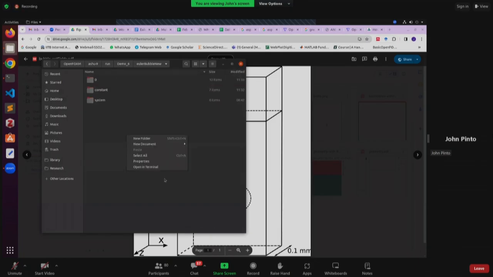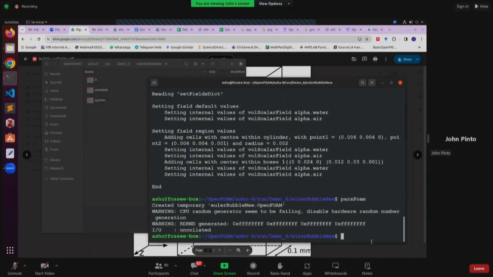So now open this in your terminal. I think I've already opened. The first thing that you need to run is blockMesh. I've already run blockMesh. After blockMesh, once the mesh is created, we need to set the fields, like in what regions air will be there, in what regions water will be there. That also I have done.